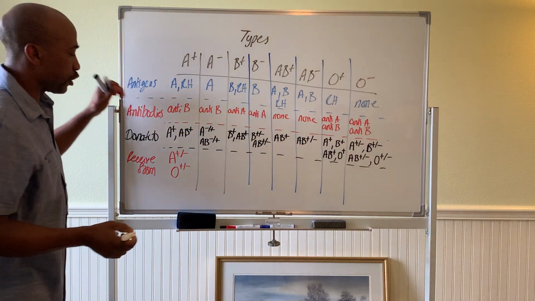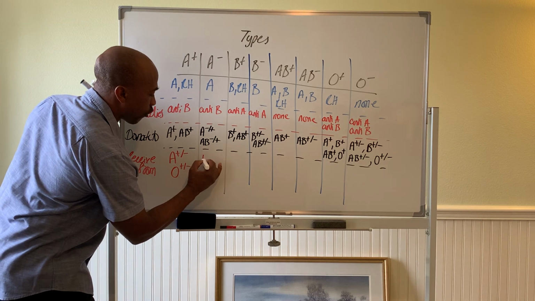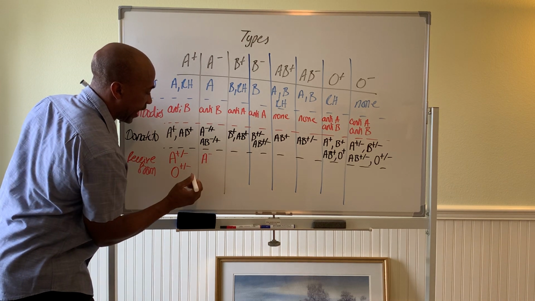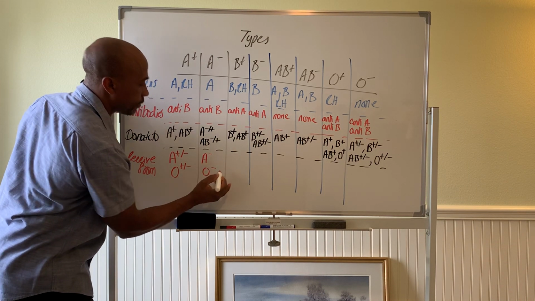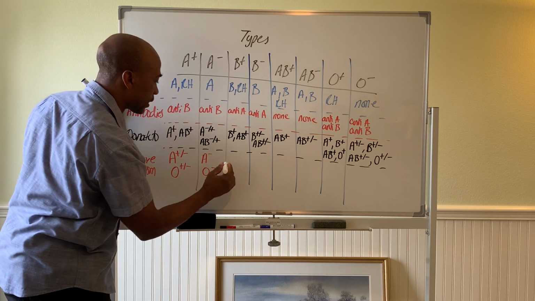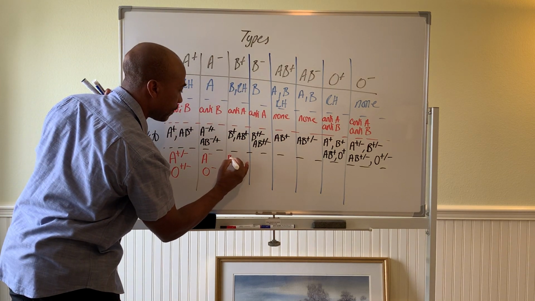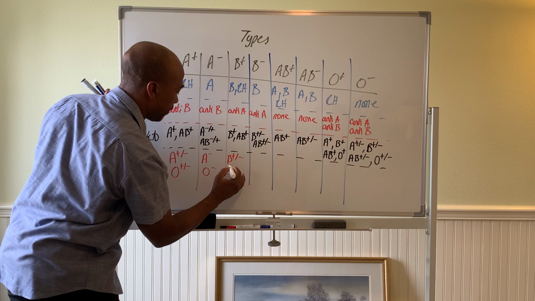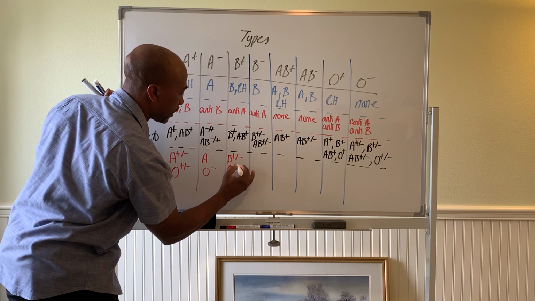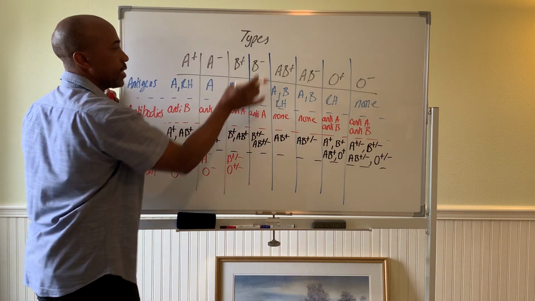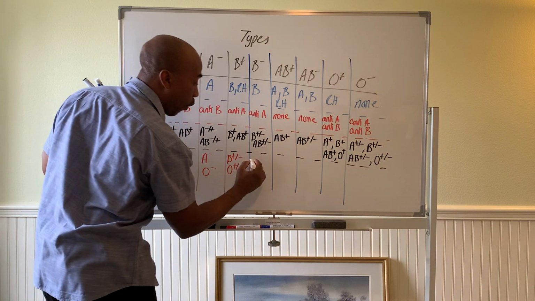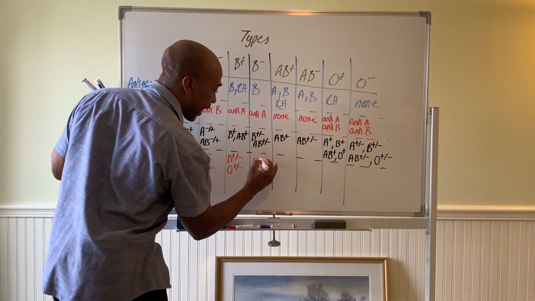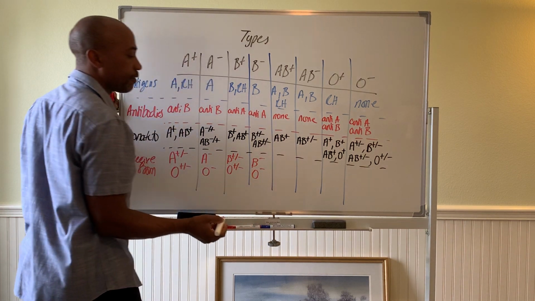The A negative version of it can only get from the negative types. So you get some A negative and O negative. Same for B. B positive can get from B positive and B negative, as well as from O positive and O negative. The B negative can only get from B negative and O negative.